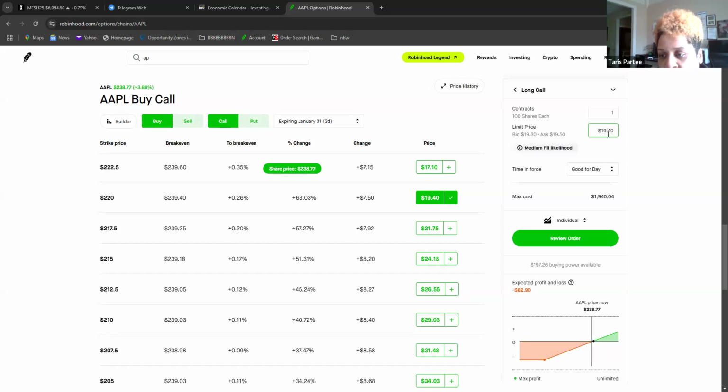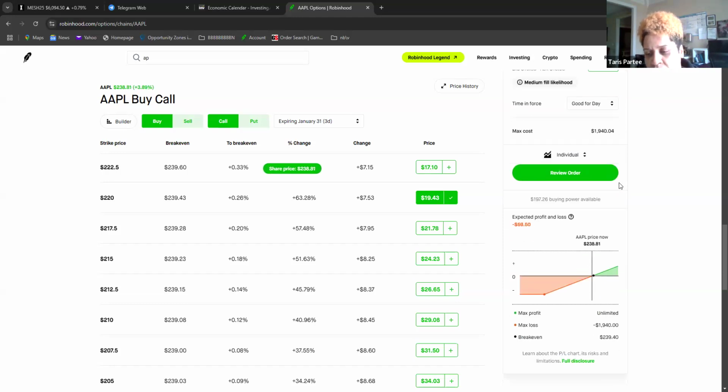So if I paid $19.40 for this contract and I said, you know what, I don't think I want to be at Apple anymore, let me get out of this contract, then I'm going to lose money because the bid is $19.35. Somebody is only willing to pay me $19.35, so I'm going to lose $5 on that contract.